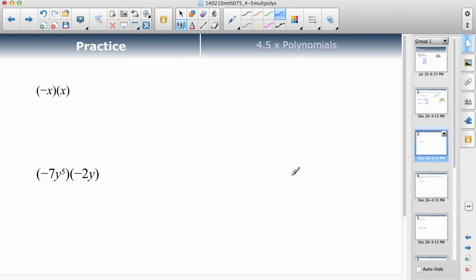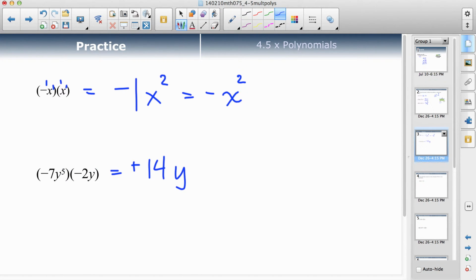Try a couple. Okay, hopefully you've pressed pause and then play. This one, sign, negative times positive, negative. Numbers, there aren't any numbers written, but I assume that they're ones. So 1 times 1 would be a 1. And then multiplying the letters, x times x. Again, they each have an exponent of 1 there, so adding exponents, it'd be negative 1x squared. You could write that as negative x squared. Either's fine. This one, negative times negative is positive. 7 2s are 14. Y to the 5 plus 1 would be 6. So that would be the answer for that.